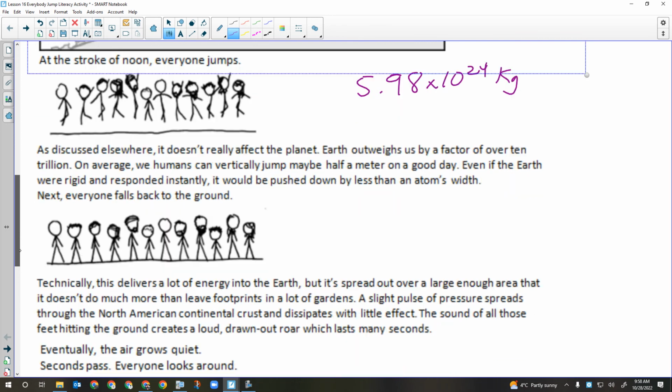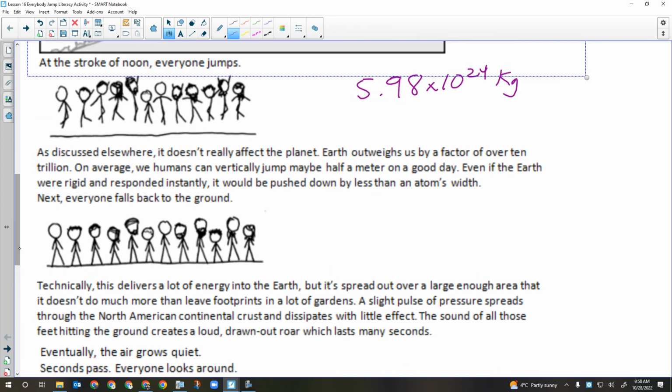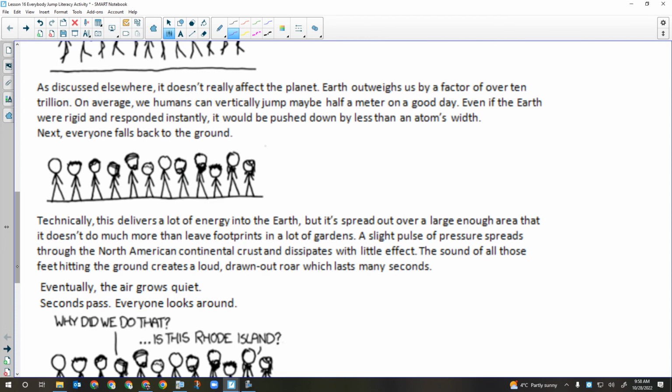Everyone jumps and falls back to the ground. Now, with that push, the Earth would be moved less than an atom's width. Very, very small amount. Technically though, everyone returning to Earth from a height of 1 meter would deliver a fair amount of energy. You'd be able to hear the rumbling sound like thunder of everyone landing back on the Earth.